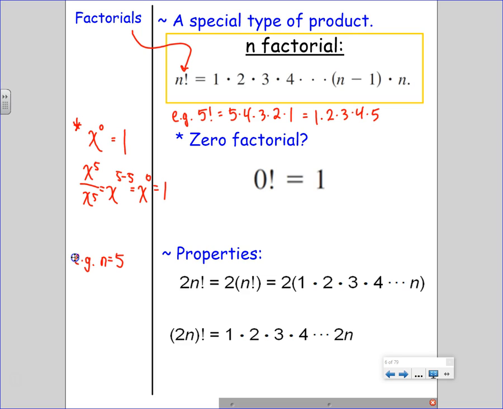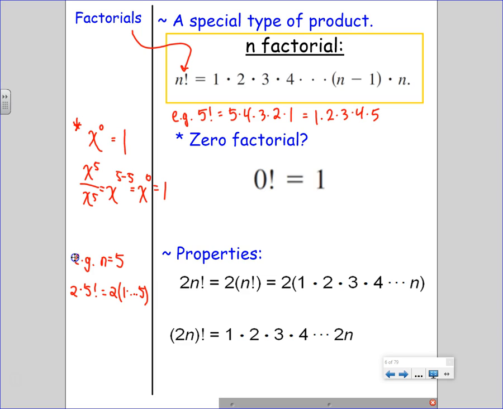Okay, but think about it. Do you know why? If n equals 5, 2 times 5 factorial. That would end up being, if you were actually to solve it out, 240. But you could also just write it and say, okay, it's going to be 1 times 2 times 3 times 4 times 5, right? 1 times 2 times 3 times 4 times 5.